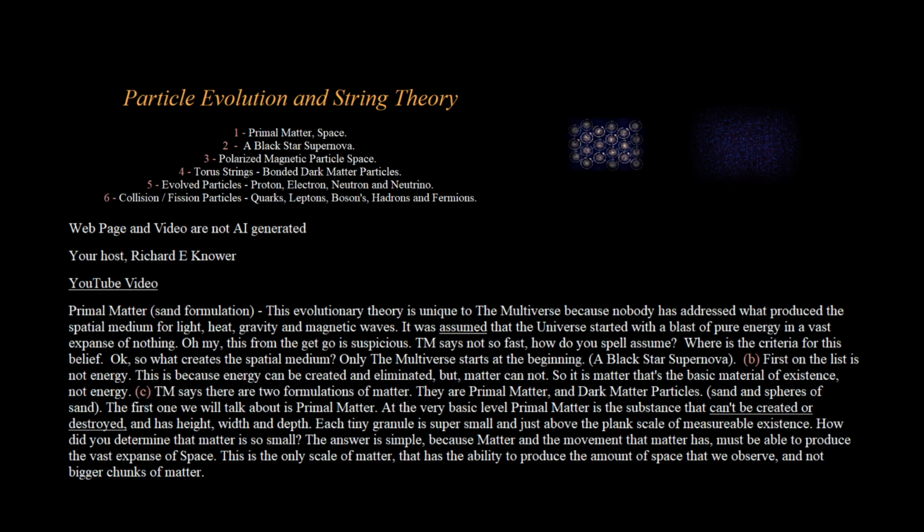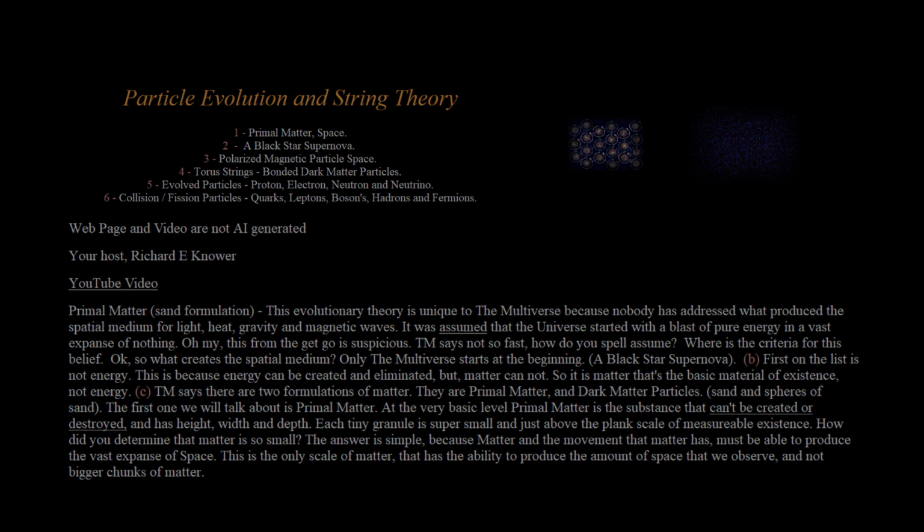How did you determine that matter is so small? The answer is simple, because matter and the movement that matter has must be able to produce the vast expanse of space. This is the only scale of matter that has the ability to produce the amount of space that we observe, and not bigger chunks of matter.